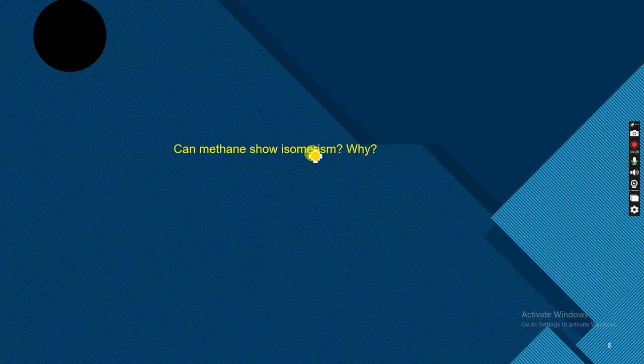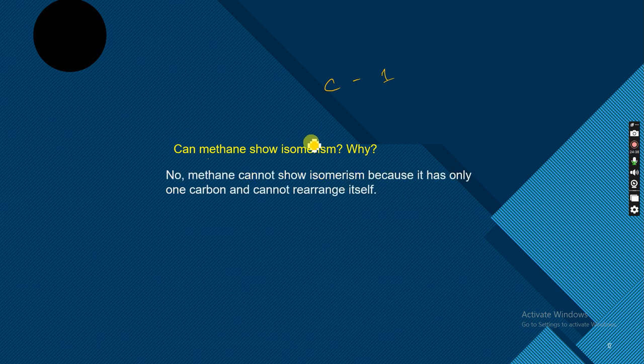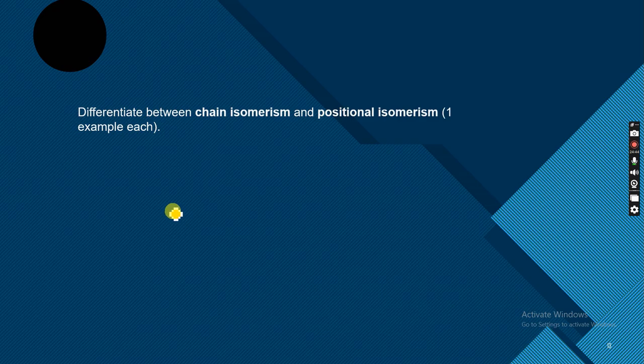Can methane show isomerism, and why? We know methane cannot, because the number of carbon atoms in methane is only 1. So for 1 carbon there is no arrangement of carbon atoms. We need a minimum of 4 carbon atoms. Same question, but they have asked it with an example.